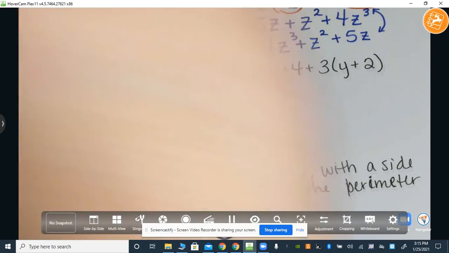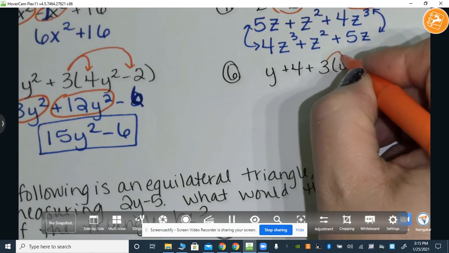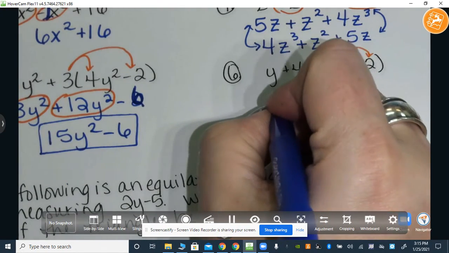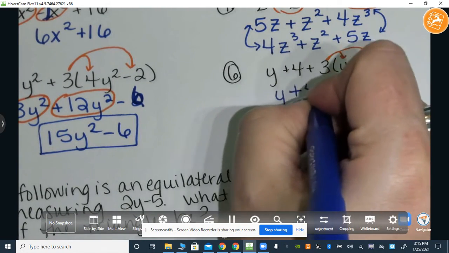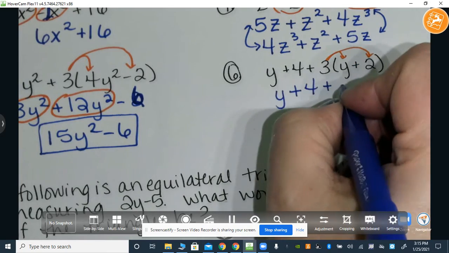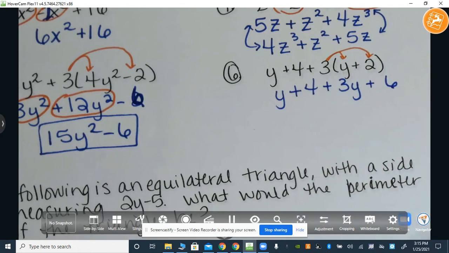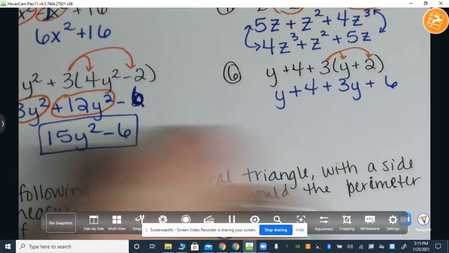Okay, so for number 6, same thing. I'm going to need to distribute this 3 throughout. So then I'm left with y plus 4 plus 3 times y gives me 3y plus 3 times 2 gives me 6.